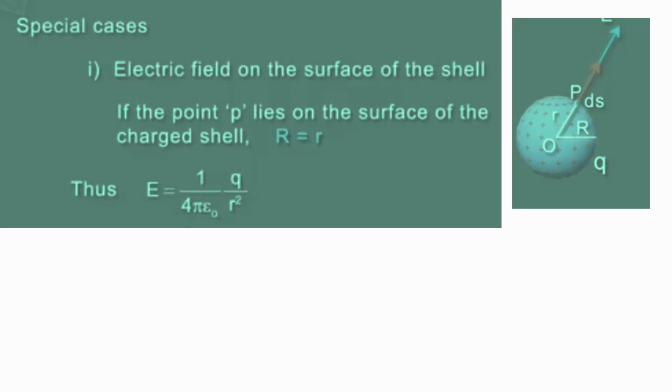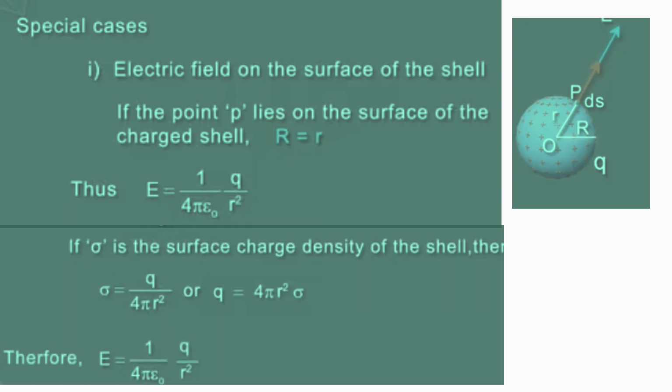There are two special cases. The first one is the electric field on the surface of the shell. If the point P lies on the surface of the charged shell, then capital R is equal to small r, which means both radii are equal. Then E is equal to 1 by 4 pi epsilon naught Q by r squared, where you have to observe the small r squared.